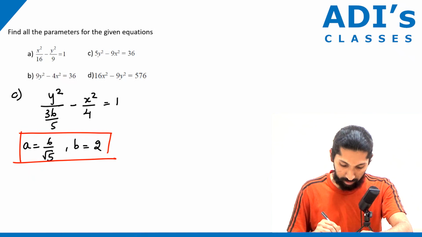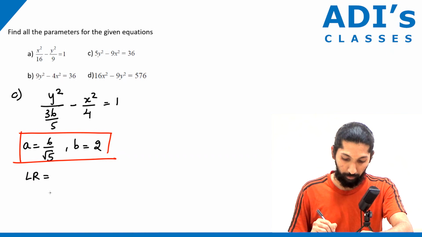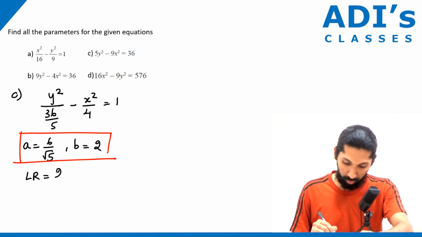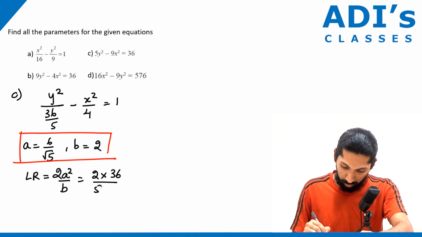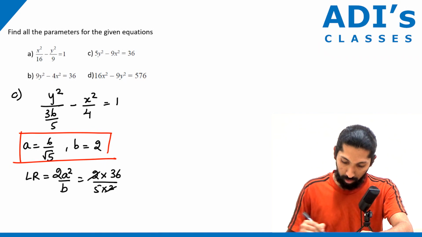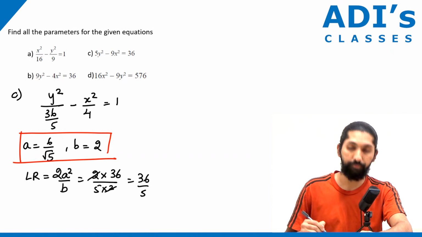Alright, so the latus rectum is given by 2a square by b, which is 2 into 36 by 5 into 2. So it's going to be just 36 by 5 itself. This is the latus rectum.